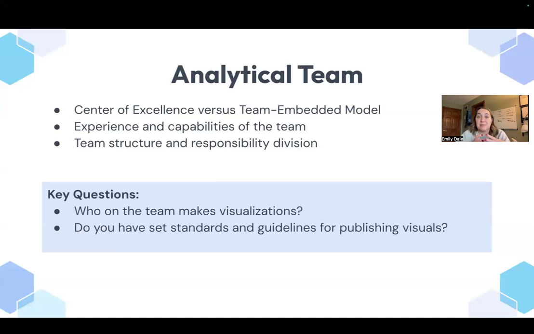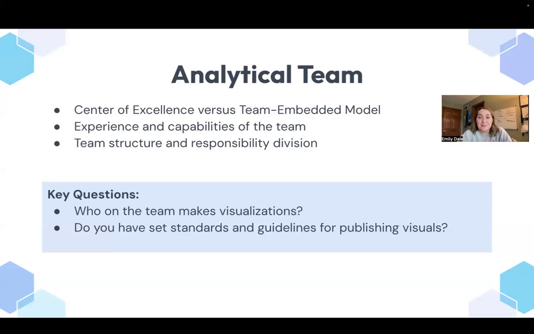You can have a team and one person specializes in sales. There's a marketing person, you split it that way. It could be random. There's all sorts of ways you can do this. And I kind of set it up like that to say, depending on how your team is set up, that's going to change a lot of the aspects of how you handle any of these things. So first, do you have set standards and guidelines for publishing visualizations?